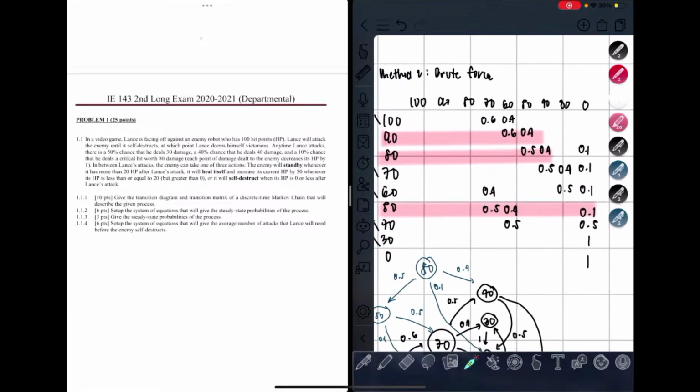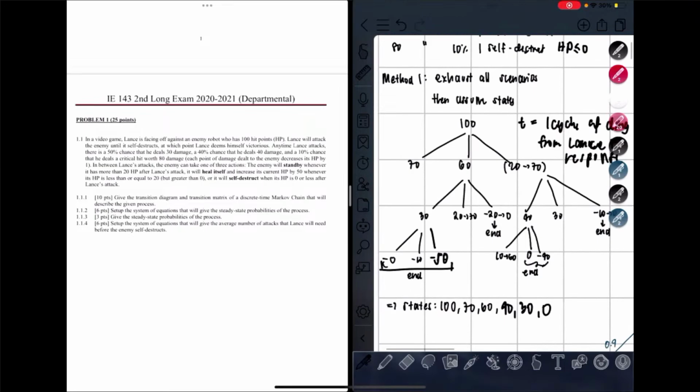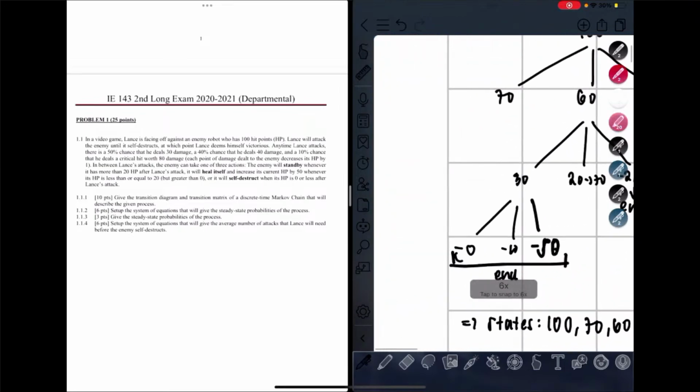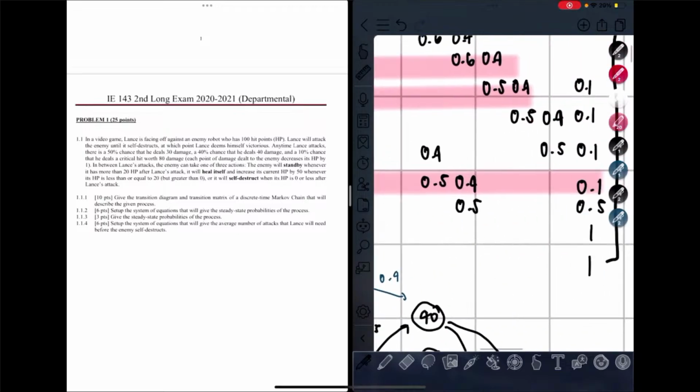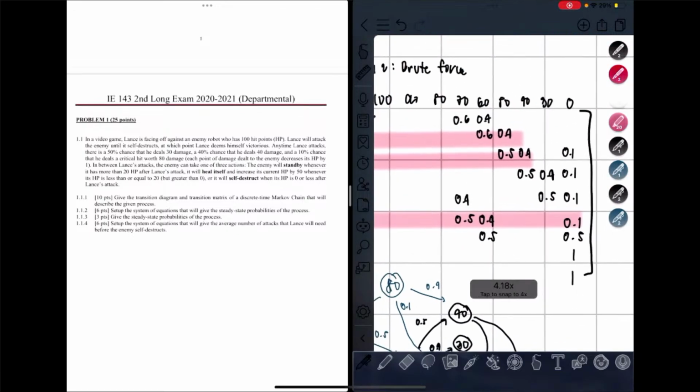The last thing in this transition matrix is for 30 and 0. For 30, as we've established here, if your hit points are 30, no matter what happens, you will reach less than or equal to 0. So regardless, 0 is the final state.